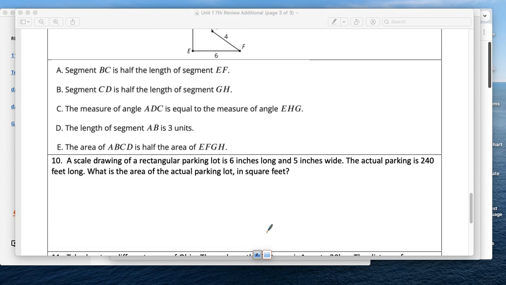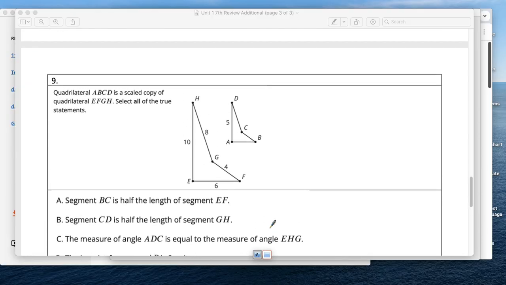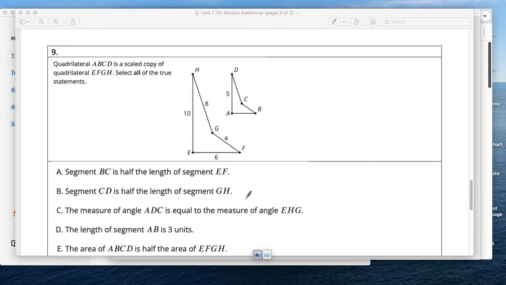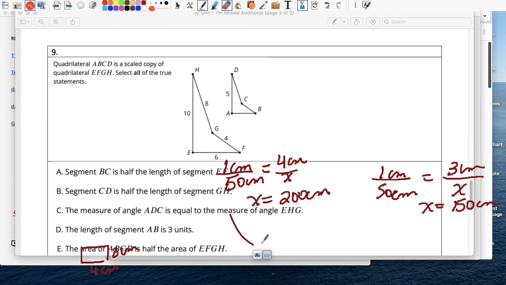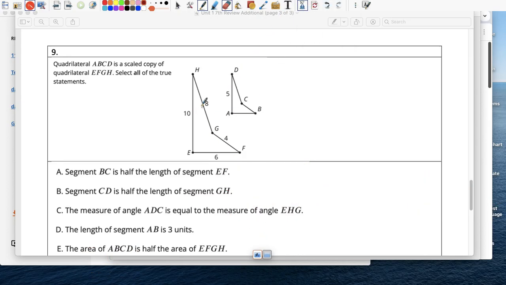Oh no, 9. One of those questions again. This, put a star on it, would definitely be there, so let's do that. They're saying that it is a scale copy. If it's a scale copy, we know all the dimensions will be multiplied by the same scale factor. Can we figure that out?